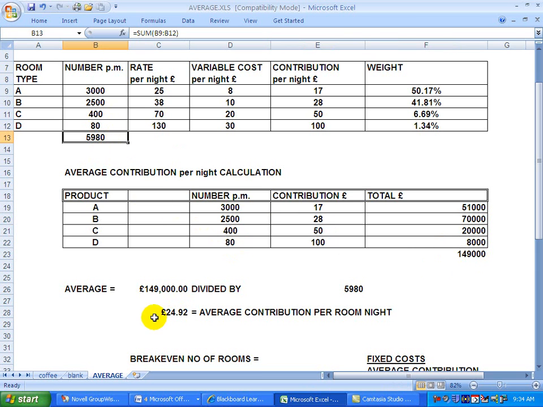To get the average, we just divide the 149,000 by the 5,980. We get an average contribution of £24.92 per room. And you can see that that average is down in this band here between the A and B rooms because they're the ones we sell most of. We don't really sell many of the expensive rooms, so our average has got to be in that sort of area.